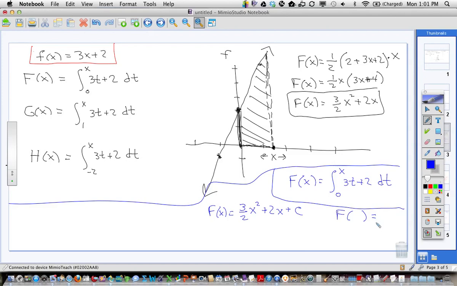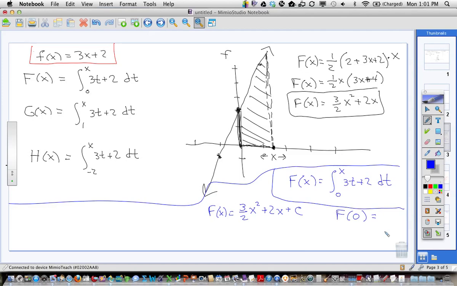Is there any big F value that we know in this problem? Big F of anything. Is there big F of something that we know? What is big F of 0? Some of you are saying 0, you're seeing it, but most of you are not.